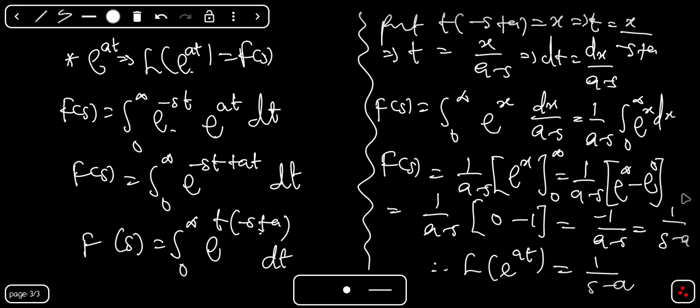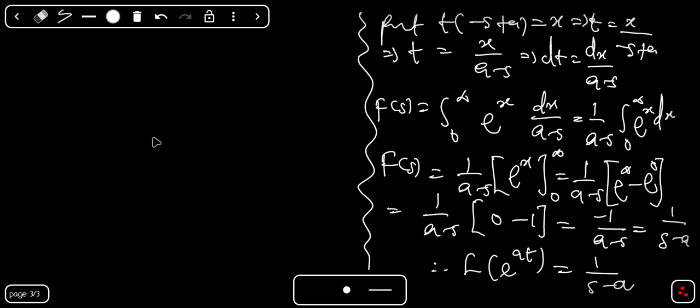Alright, what if we are asked to find the Laplace transform of a function in this form. Let's say you are asked to find the Laplace transform of e raised to the power of t. In this case, the value of a is just 1. So the Laplace transform of e raised to the power of t will be 1 over s minus 1.